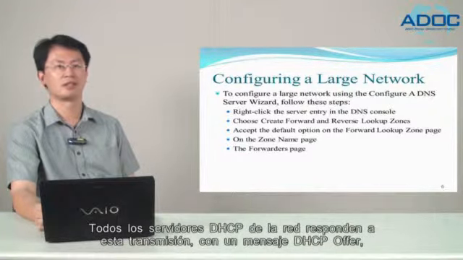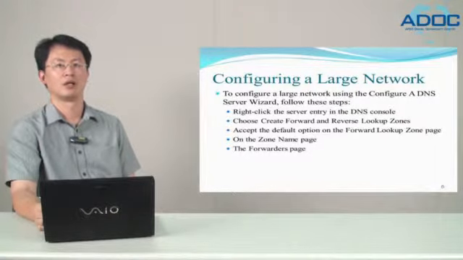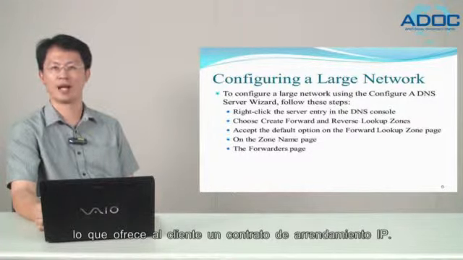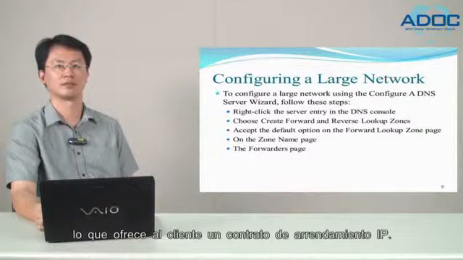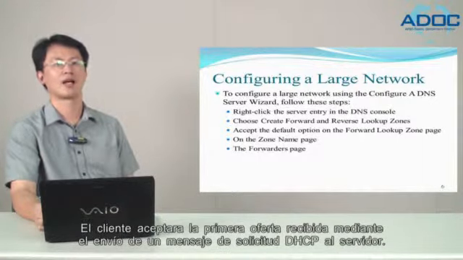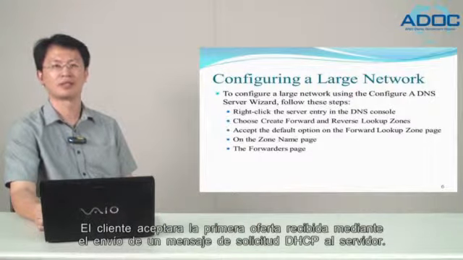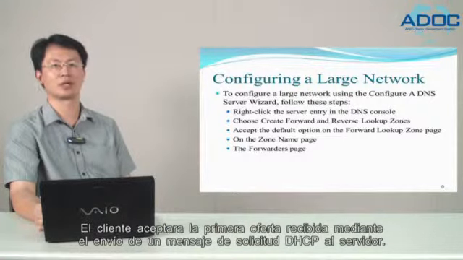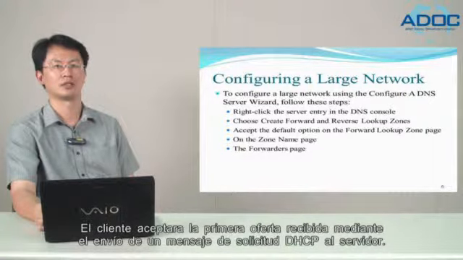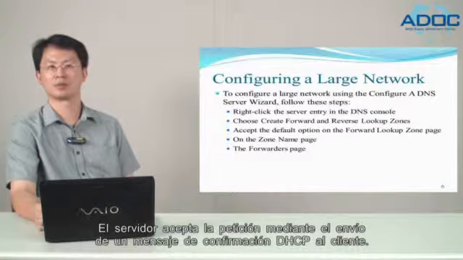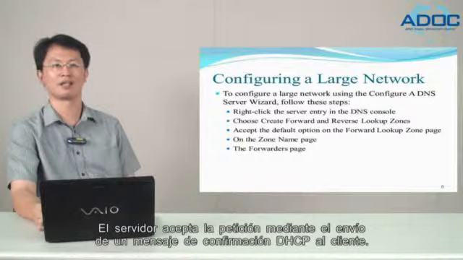All DHCP servers on the network respond to the broadcast with a DHCP offer message, which offers the client an IP lease. The client accepts the first offer received by sending a DHCP request message back to the server. The server accepts the request by sending the client a DHCP acknowledgement message.